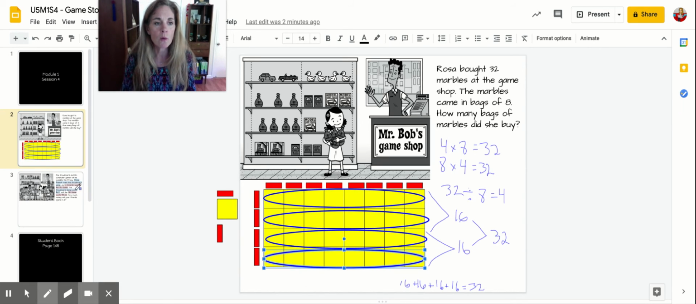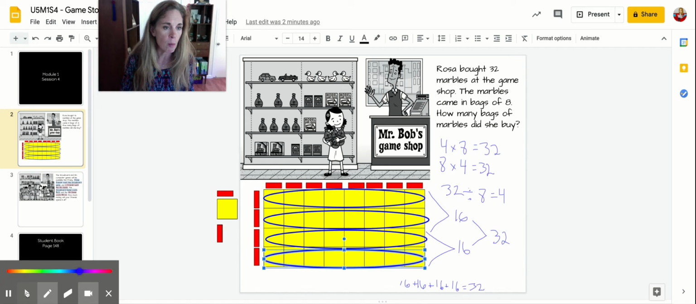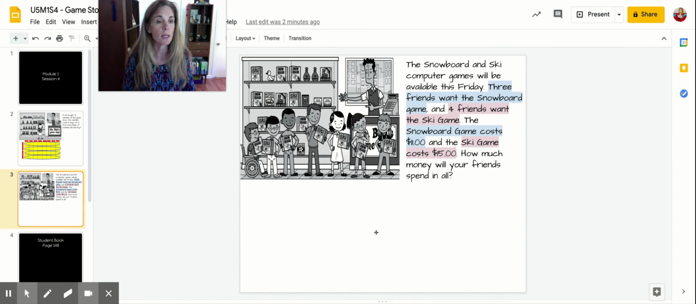Today you are going to work on a problem that looks like this. It's also in the game store. The snowboard and ski computer games will be available this Friday. Looks like they're all very excited about that. 3 friends want the snowboard game, and 4 friends want the ski game. The snowboard game costs $11, and the ski game costs $15. How much money will your friends spend in all?